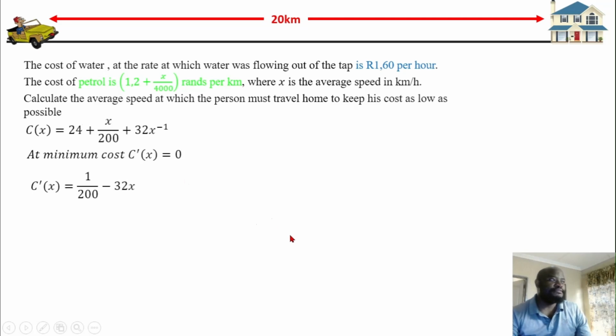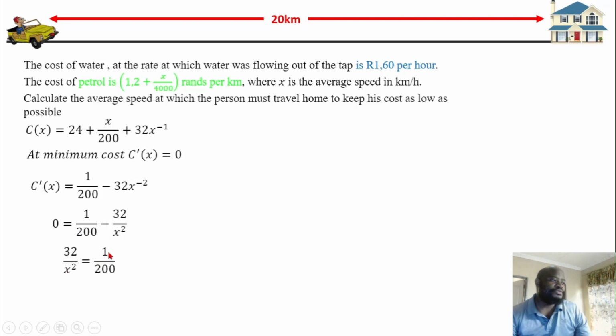And the derivative is 1 over 200 minus 32 over x to the negative 2. So we've just differentiated this. This was a constant, so it falls away. The derivative of x is 1, so we just have 1 over 200. And here the minus 1 multiplies here, and then we subtract 1 from the power of minus 1, we get minus 2. So now let's put this nicely. We have 32 over x squared. We've substituted our 0 for c prime of x. Then 32 over x squared equals 1 over 200.